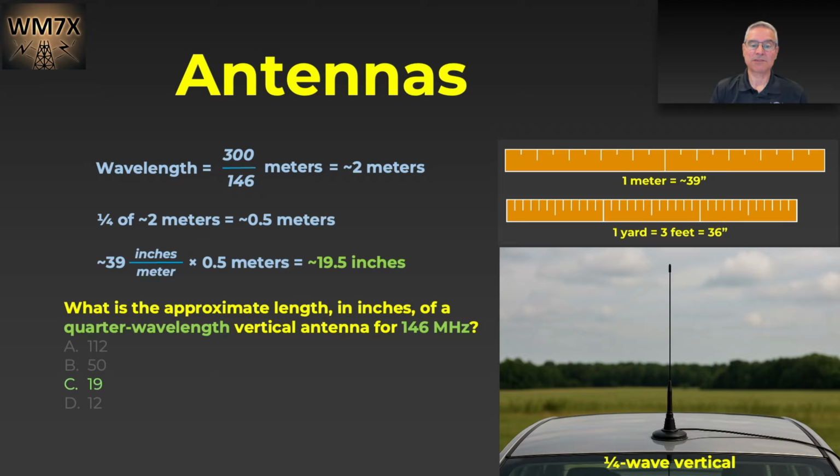So where does the speed of light come up in all of this? Well, it's the 300 in the first step. It was 300 million meters per second. We canceled out the millions. So that 300 is really there representing the speed of light. And that helps us figure out the wavelength.